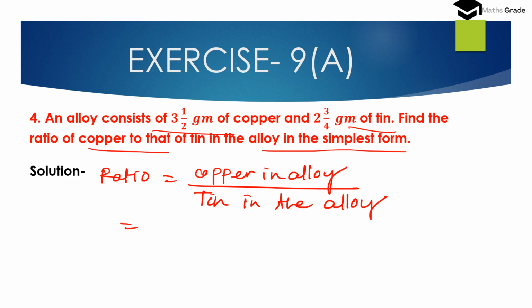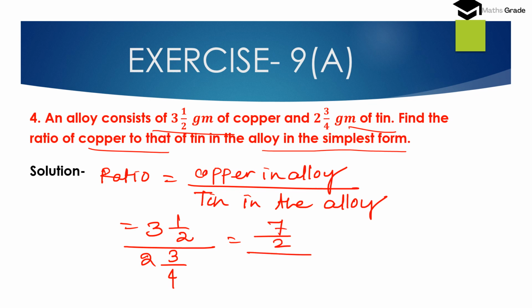Copper in the alloy is 3 1/2 gram, divided by 2 3/4. 3 1/2 is 3 more. We have to convert this mixed fraction into an improper fraction. So 3 multiplied by 2 plus 1: 3 multiplied by 2 is 6, 6 plus 1 is 7, divided by 2.